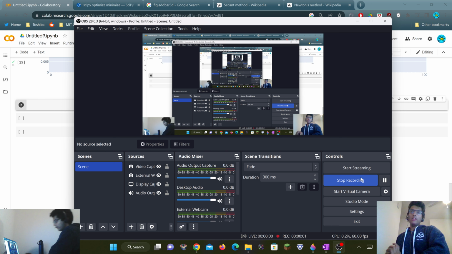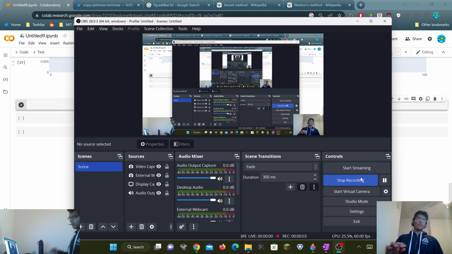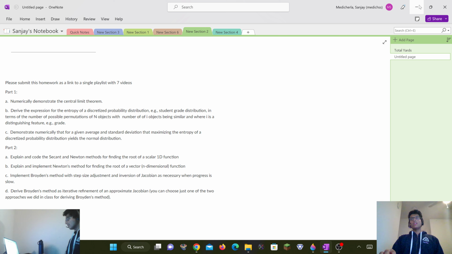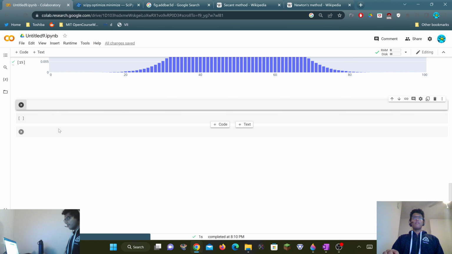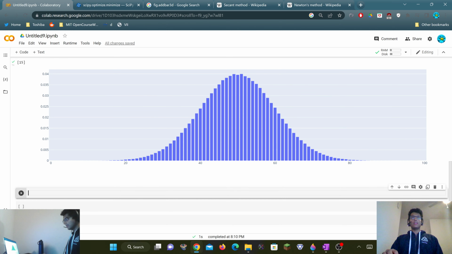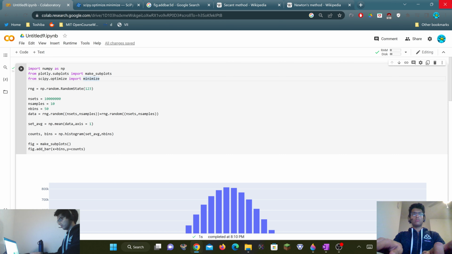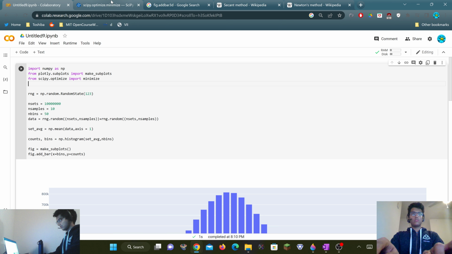All right, everyone. Well, here we'll be continuing our trek through homework 2 in our computational methods course. And in this part, we'll explain and code the secant and Newton methods for finding the root of a scalar 1D function. So we're kind of transitioning from this whole probability thing that we were doing to something a little bit different. So real quick, I'm going to import Jax.